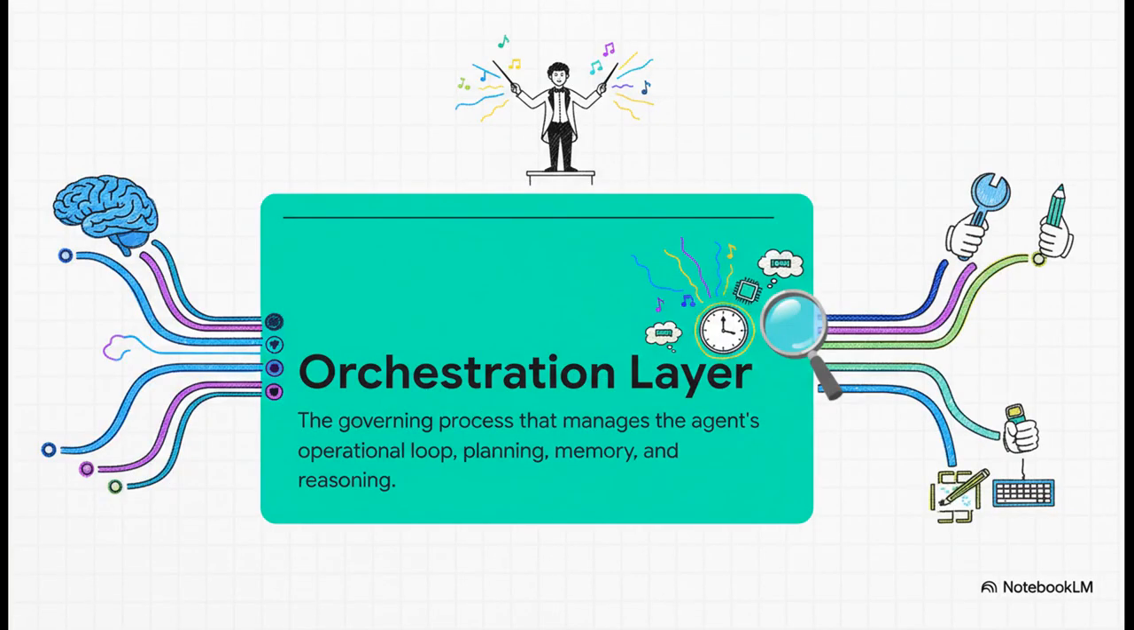And the thing connecting that brain to those hands is the nervous system. We call it the orchestration layer. This is basically the conductor of the whole symphony. It's managing the agent's main loop, it's keeping track of memory, and it's making the crucial decision of when it's time to stop and think versus when it's time to pick up a tool and act. It really governs the entire process.